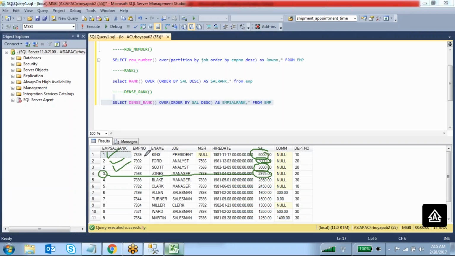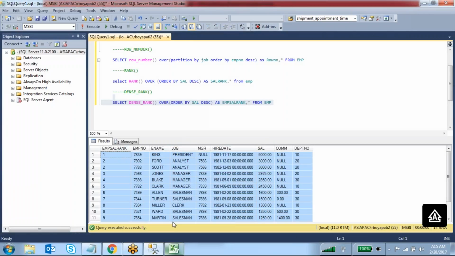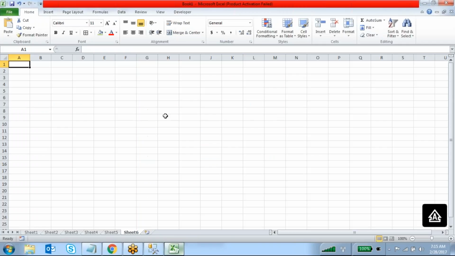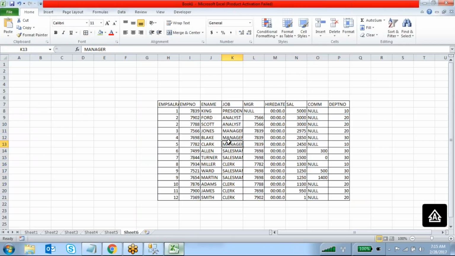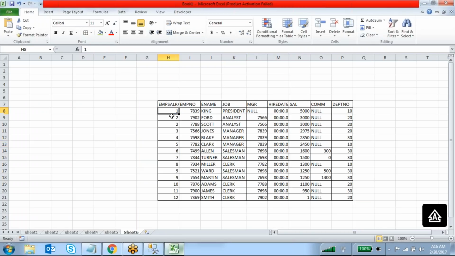Okay, dense rank doesn't make any gaps. It will fill the gaps and give continuous ranks for each employee based on their salaries. Right, so the same ranks we are giving at the entire database level, meaning the entire company level. So how many employees do you have? In the entire company we are giving the ranks from highest to lowest.